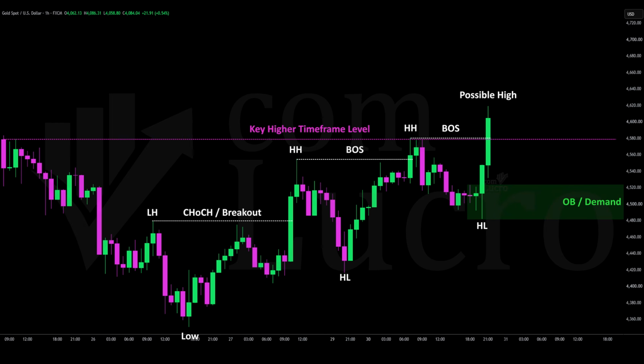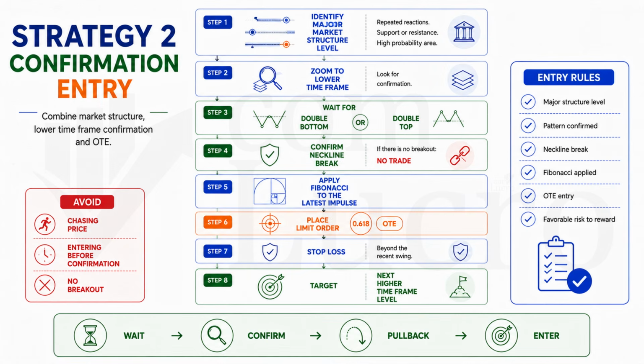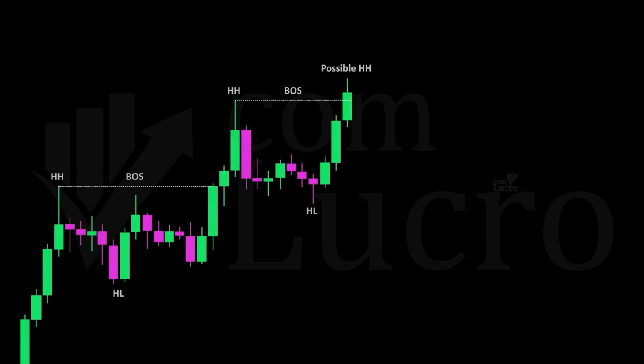It is also important to understand that retracement levels can be combined with other trading concepts to create different types of entries. In the next section, I will show you a powerful strategy that combines Fibonacci levels with price action concepts. Strategy number 2. To begin, we need to identify a major market structure level. This level will serve as our key point of interest and the area where we will look for potential trading opportunities.